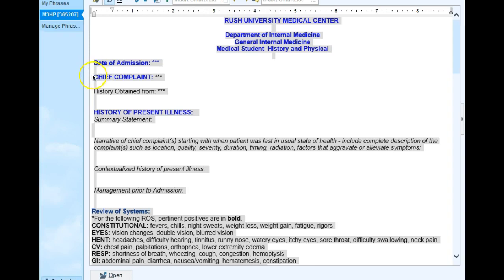The chief complaint should be in the patient's own words, what they said they came in with. And then it's also often helpful, as you know, to know who the history was obtained from. And it's a good habit to get in, if you're using interpreters, to document that at that point in time.